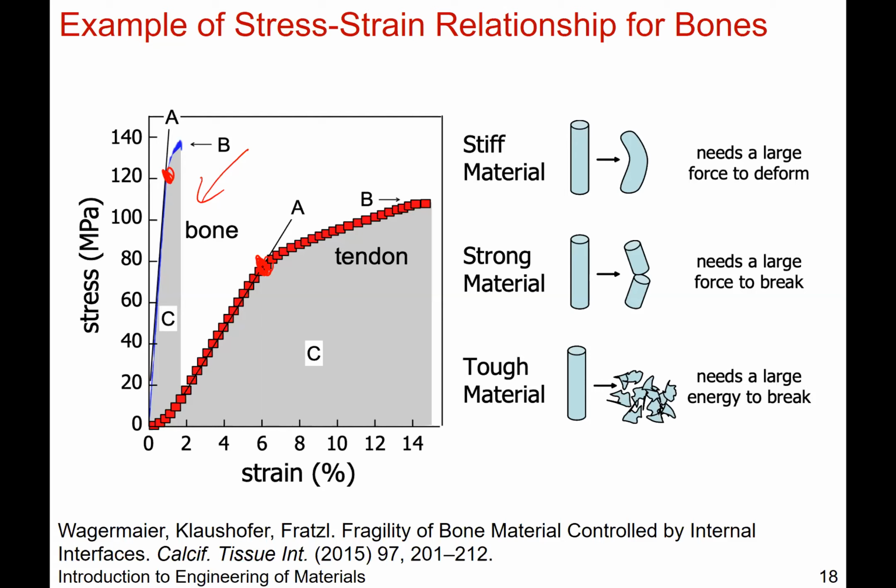Tendon is less strong, but you could see it's more ductile, and it can absorb more energy, more of the impact, okay? So it's a tougher type material because you need a larger energy to break it, okay?